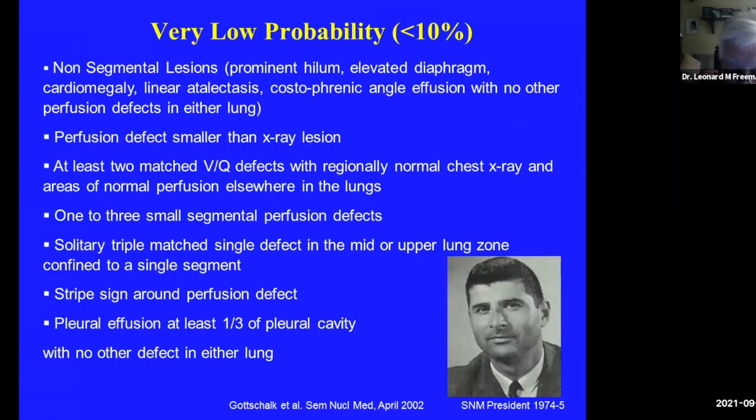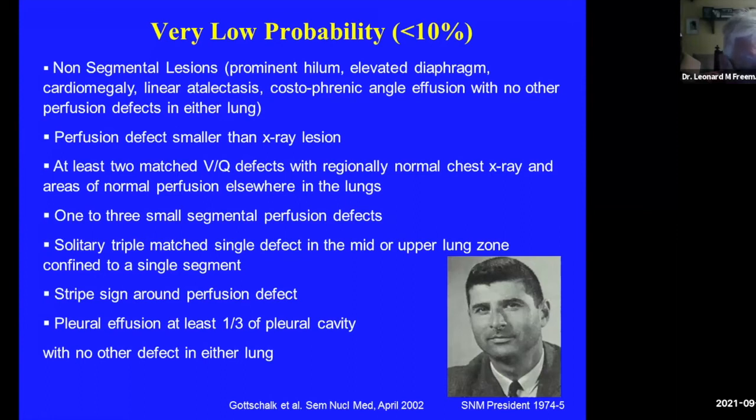Well, a lot of people were very unhappy about the probability of low probability going from 10% to 20%, as I said, because it didn't balance off against the complications from anticoagulating a patient. So Dr. Alex Gottschalk, one of the pioneers also in lung scanning, put together a bunch of these findings that I've just described and created what was called the very low probability, which was less than 10%.